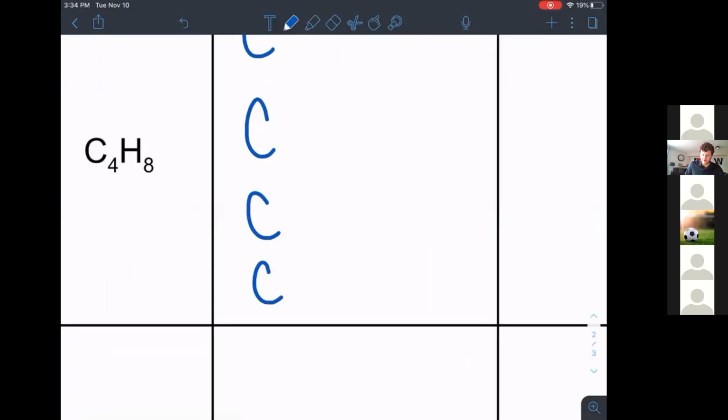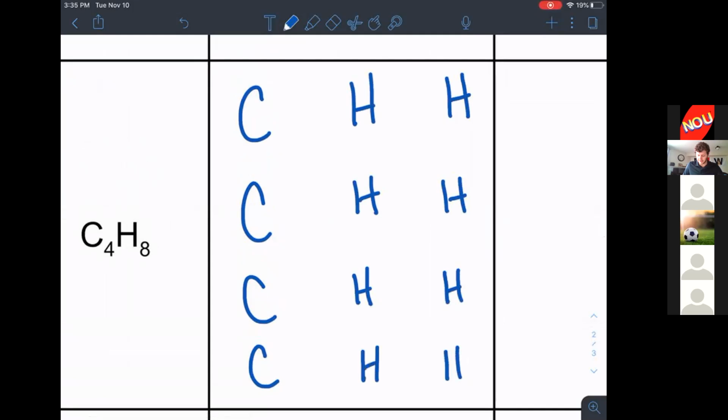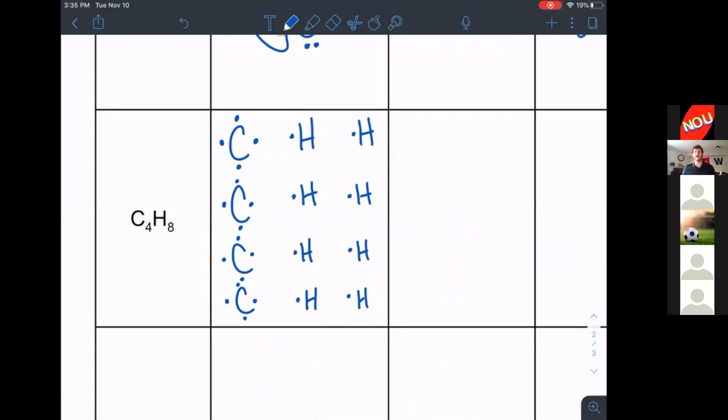Can anybody tell me how many valence electrons carbon and hydrogen have? Carbon has 4. Hydrogen has 1. So we have 4 carbons, each with 4 valence electrons, and then 1 on each hydrogen. All right. So now we know our valence electrons. Now we have to determine how many electrons are required in total.